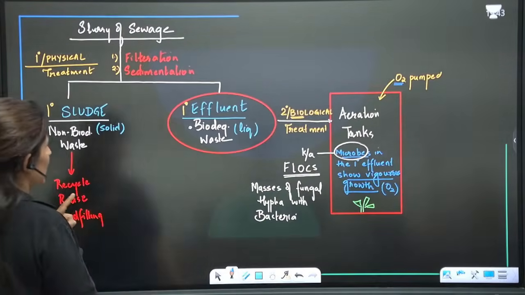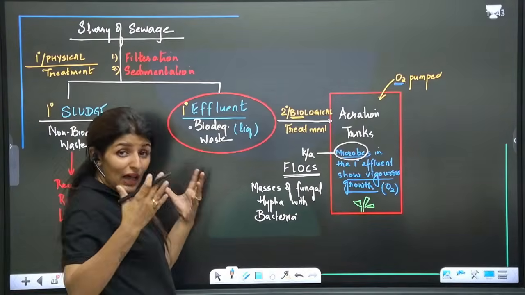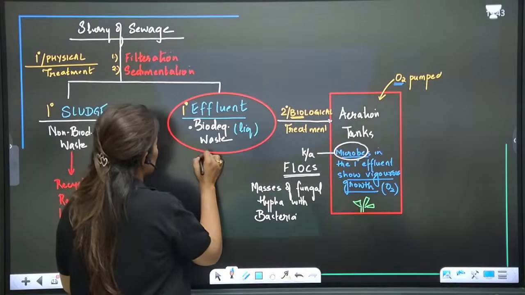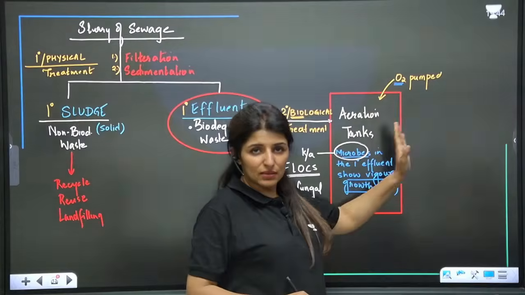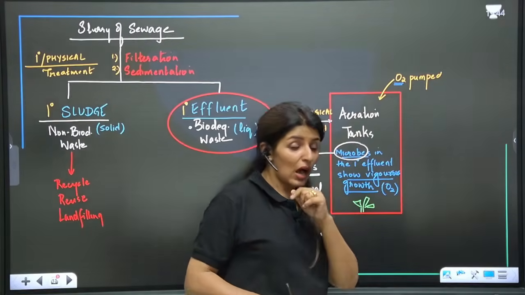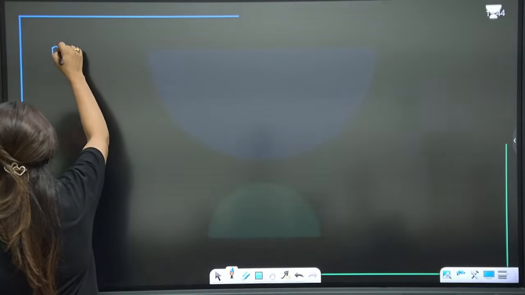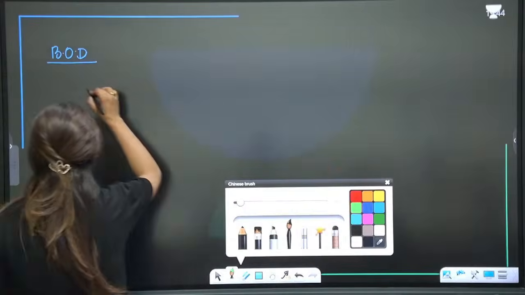Before passing into the aeration tanks, there is a large amount of biodegradable waste, so the organic matter is high. After passing into the aeration tanks, the organic waste has decreased. How do we get to know this? See here, we have this test called BOD, which is biochemical oxygen demand.